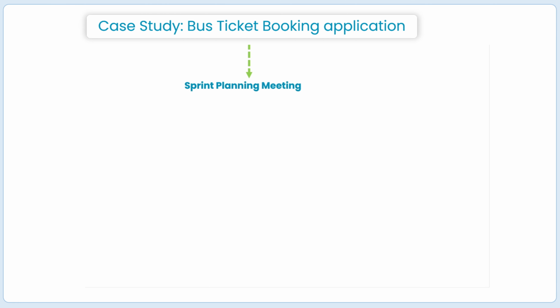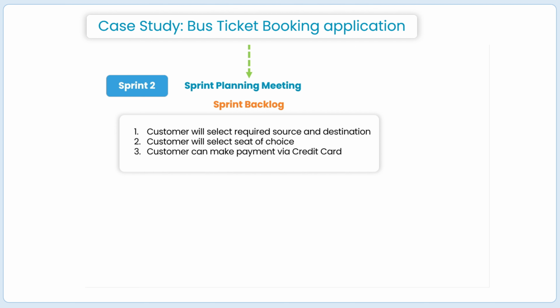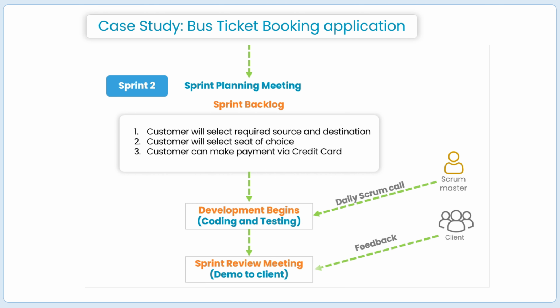Then team will do the sprint planning meeting for the next sprint, that is sprint 2. This time, team will take up below task in the sprint 2. Customer will select required source and destination for the travel. Customer will select seat of choice. Customer can make payment via credit card. Now team will build, test the software and accordingly demo to the client.